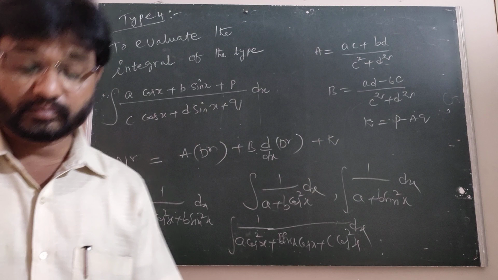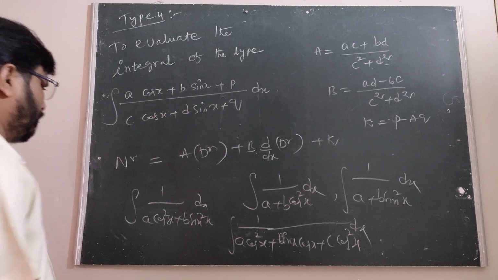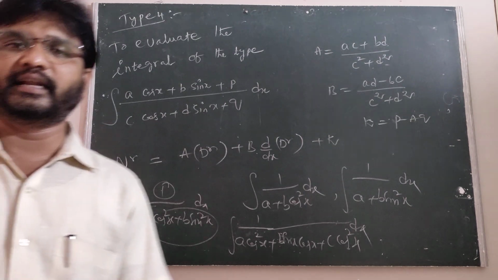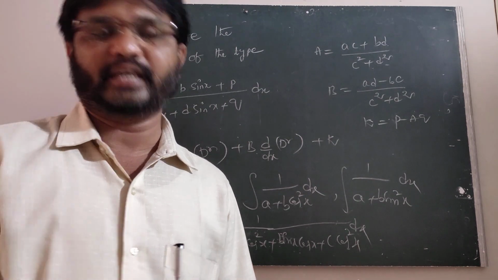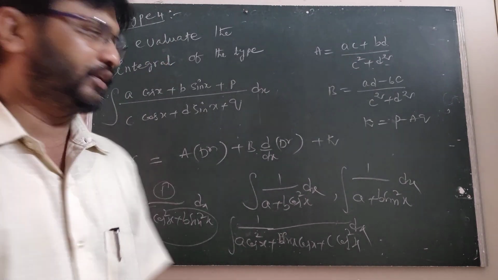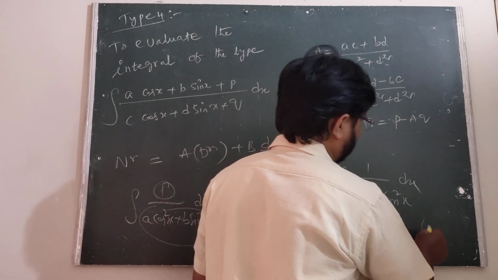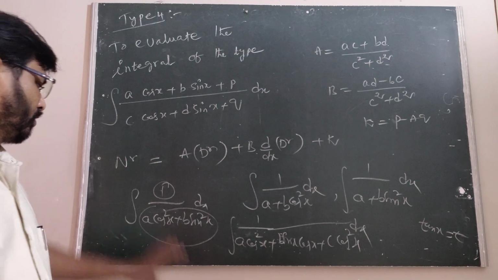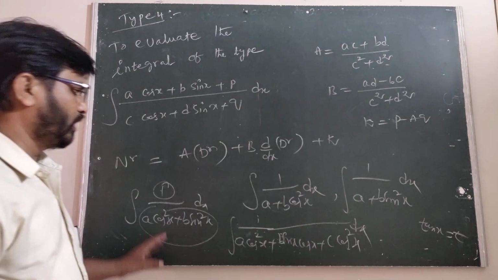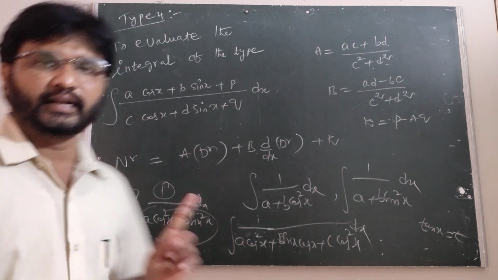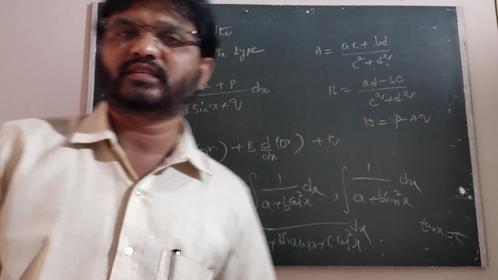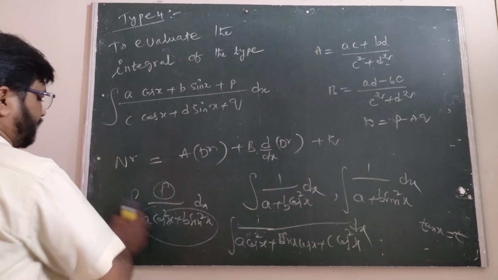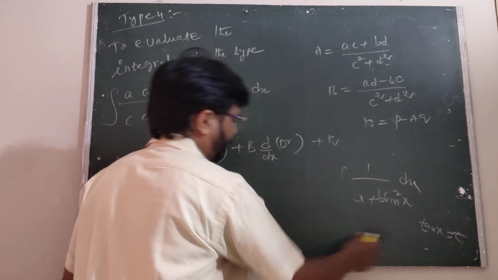Here we multiply the numerator and the denominator by secant square x. After that we make the suitable substitution tan x equal to t. Therefore, in these four cases, we have to multiply the numerator and the denominator by secant square x. After that put tan x equal to t. So that is how to evaluate type 1 in rational trigonometric functions.